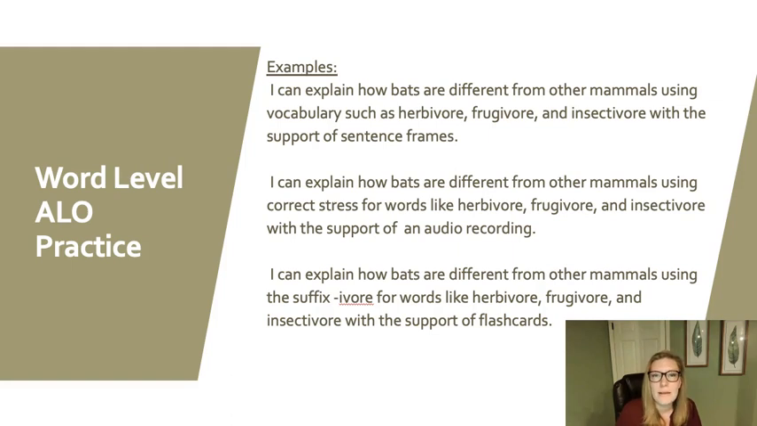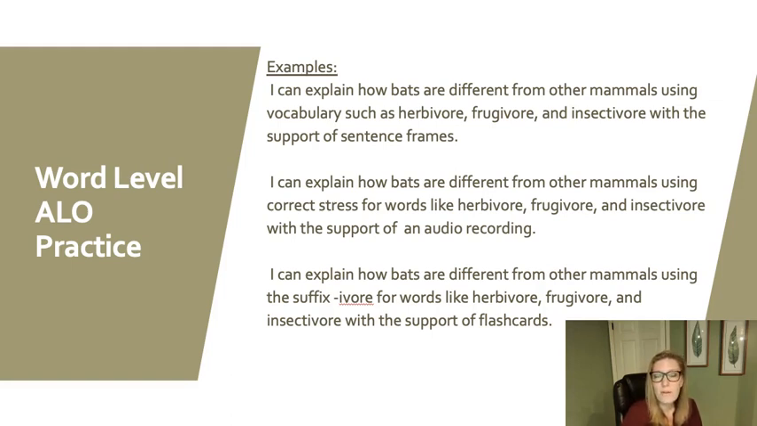So for word level academic language objective practice, you'll notice the following examples. The first one, I can explain how bats are different from other mammals using vocabulary such as herbivore, frugivore, and insectivore with the support of sentence frames. I can explain how bats are different from other mammals using correct stress for words like herbivore, frugivore, and insectivore with the support of an audio recording. And I can explain how bats are different from other mammals using the suffix ivore for words like herbivore, frugivore, and insectivore with the support of flashcards.